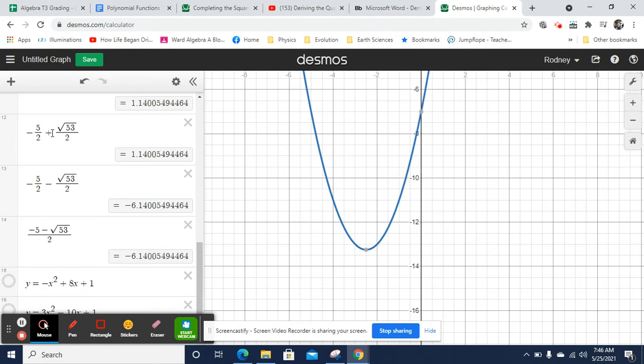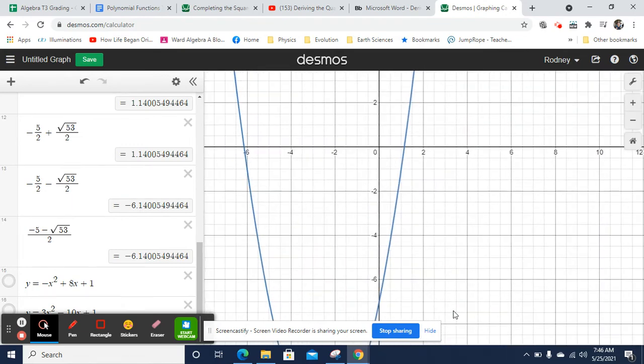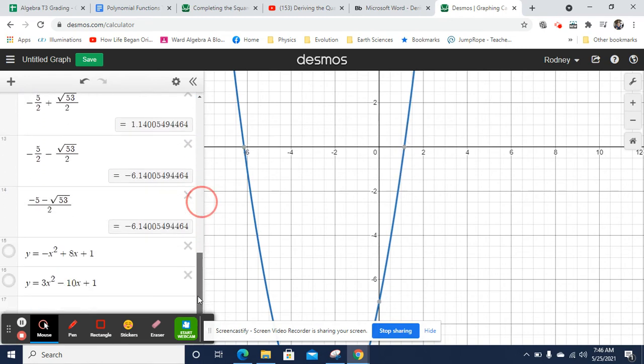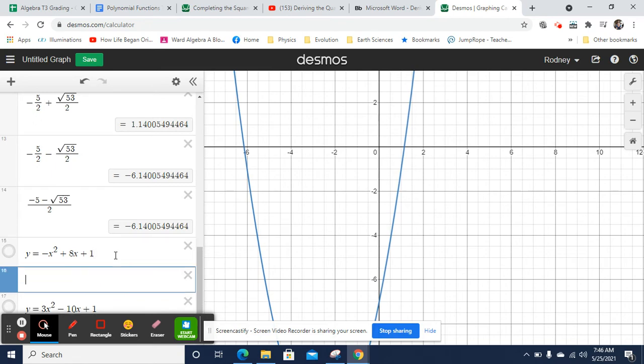And our x-intercepts are either root 53 over 2 to the right or root 53 over 2 to the left. So in fact, they are. So if you add negative 2.5 plus root 53 over 2, you get that. If you subtract it, you get that. Okay, so I found my solutions. Now let's do this one.